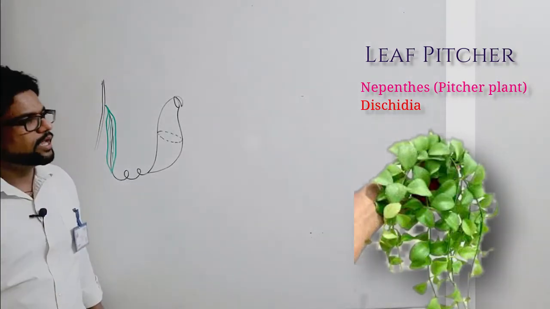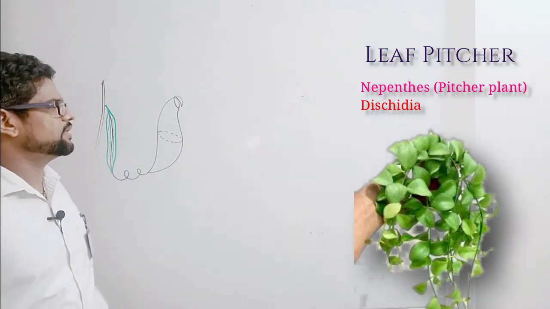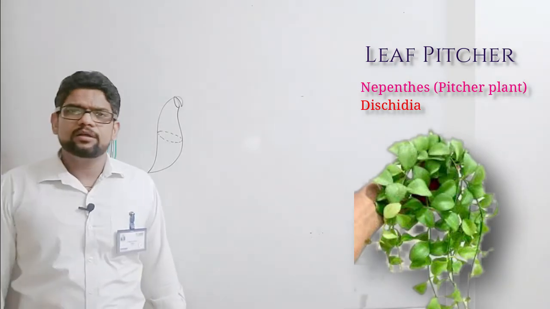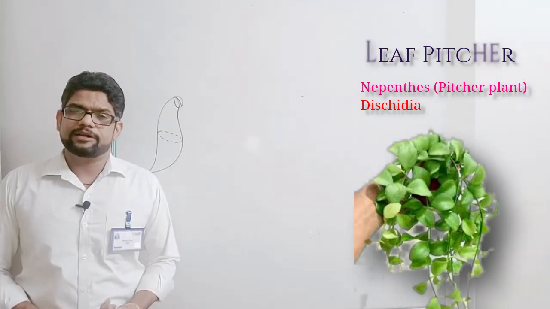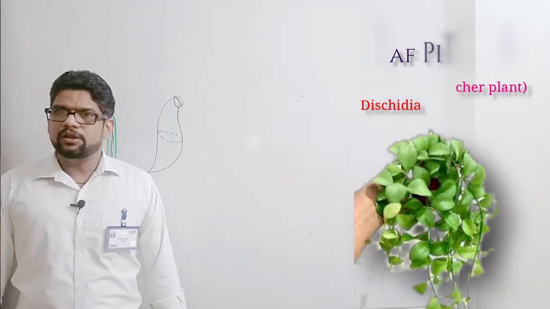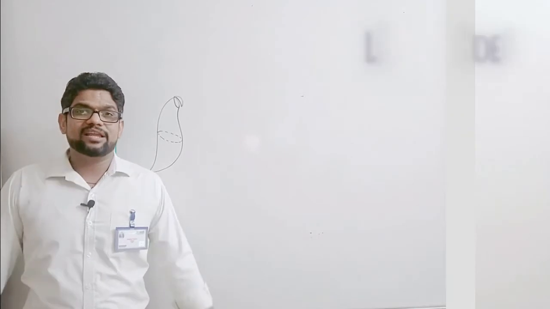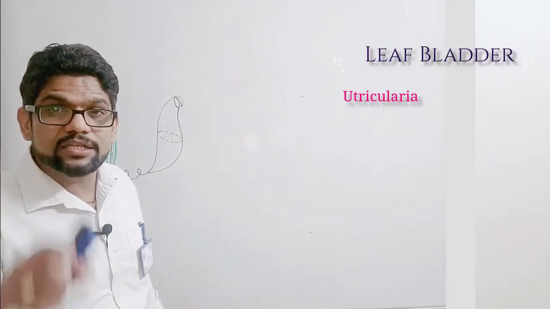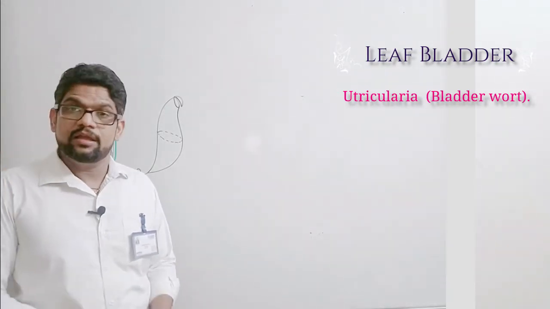आप देख सकते हैं, क्या सुंदर डायग्राम्स बने हुए हैं वहाँ पर, ठीक है. You can see all that. Nepenthes यानी pitcher plants है. Dischidia जो है आपका non-insectivorous plant है. In them the leaf is modified into pitcher. Done or not? And there is leaf bladder. आप जानते हैं leaf bladder, that is in utricularia. In utricularia, that is also an insectivorous plant, क्या बोलते हैं, bladderwort.